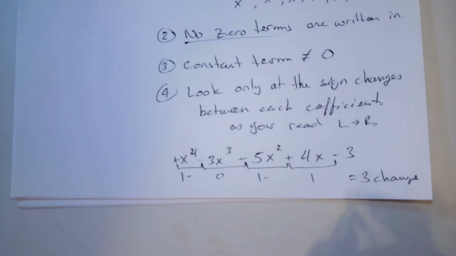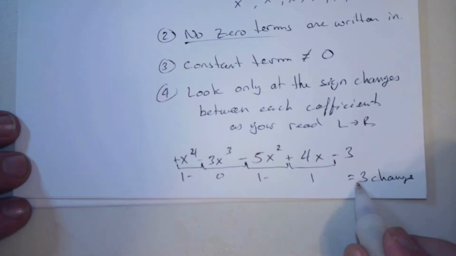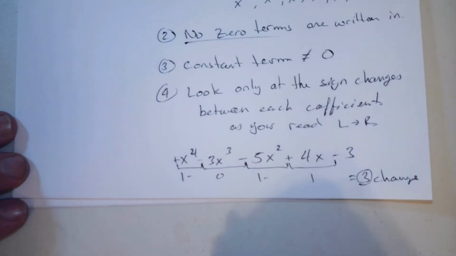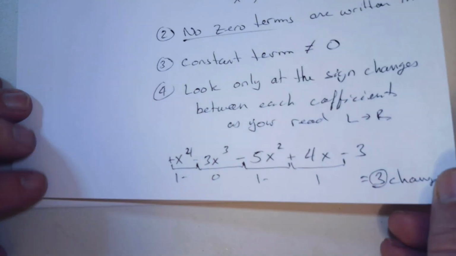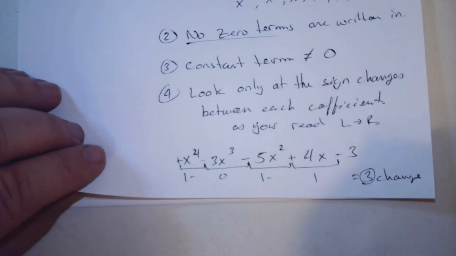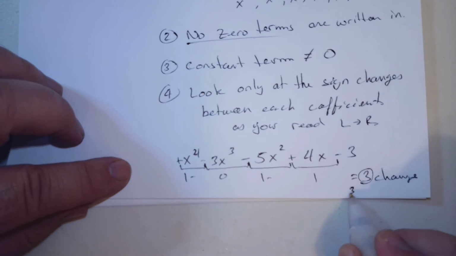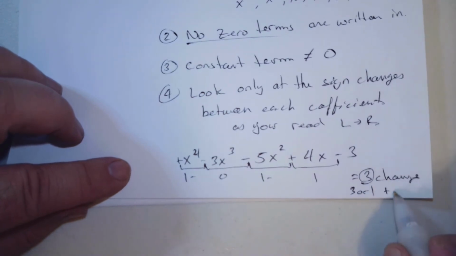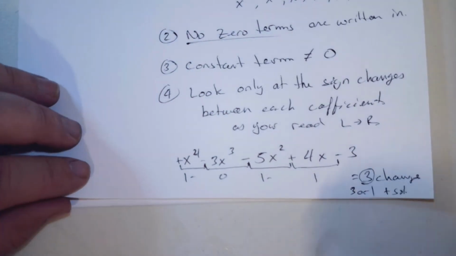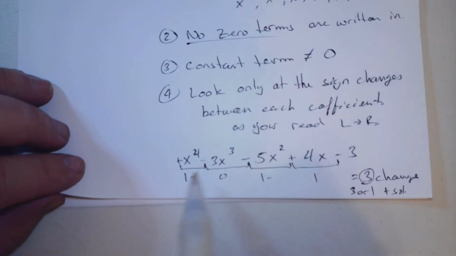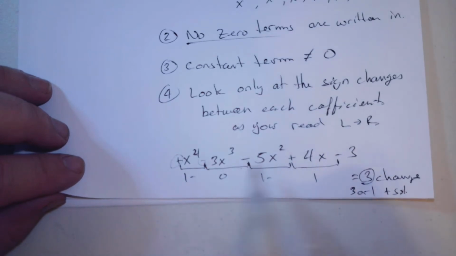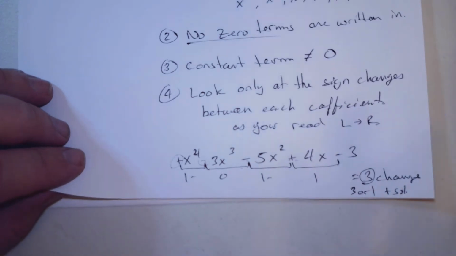Alright, so that tells us the number of positive answers. It's a little bit more than that. We'll have 3 or 1 positive solutions. But I'll talk about that in a second. But that's what we're talking about, sign changes. Look at the coefficients. That's positive, that's negative, that's one sign change. That's negative, that's not a sign change. Negative to positive, sign change. Positive, negative, that's not a sign change. So that's what we're looking for.